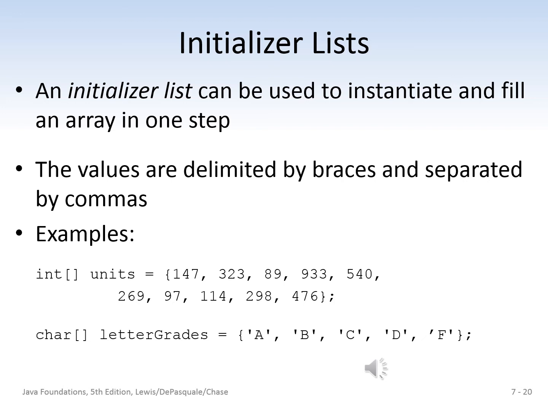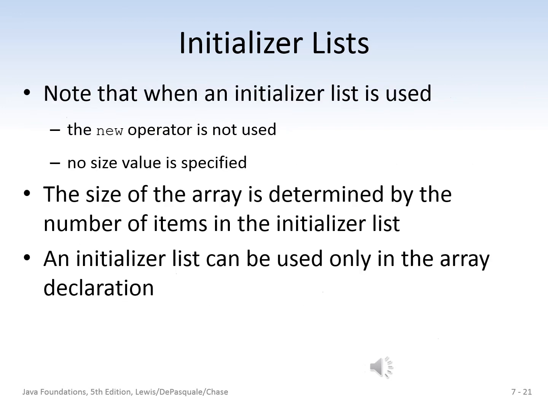Second example with char[] letterGrades. Note that in Java, when an initializer list is used during the declaration, the new operator is not used, and no size value is specified. The size is implicit from the size of the initializer list.